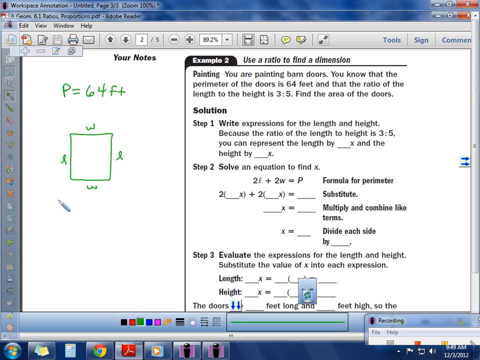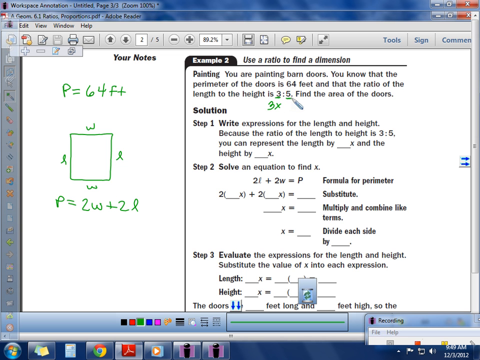So perimeter, if you aren't sure, equals how many W's do we have? 2 W's plus 2 L's. There's the perimeter formula. That's my perimeter formula. The next thing we need to realize is we don't know our length and we don't know our width. All we know is that the length is some number times 3.